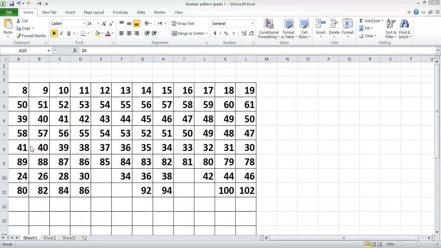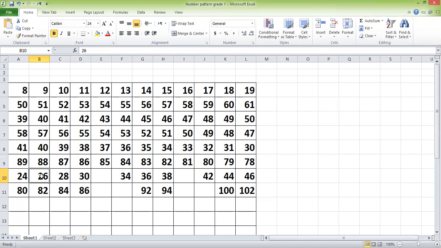Okay, 24 plus 1 is equal to 25. But this is not 25, this is 26. Guys, can you tell me 24 plus what will give you 26? How much will you add to 24 for 26? Yes, 2. Very good. 24 plus 2 is equal to 26. That means in this pattern you are adding 2.